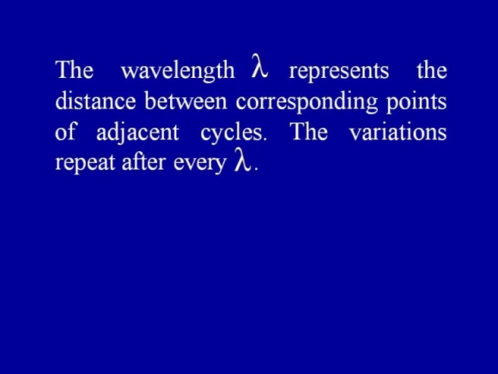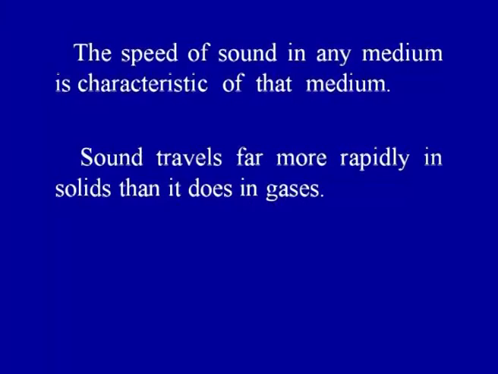The wavelength lambda represents the distance between corresponding points of adjacent cycles. The variation repeats after every lambda. Lambda really represents the space periodicity. The speed of sound in any medium is characteristic of that medium. As I said earlier, sound travels far more rapidly in solids than it does in gases.